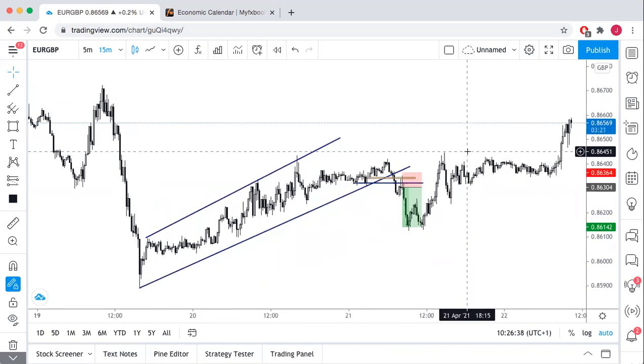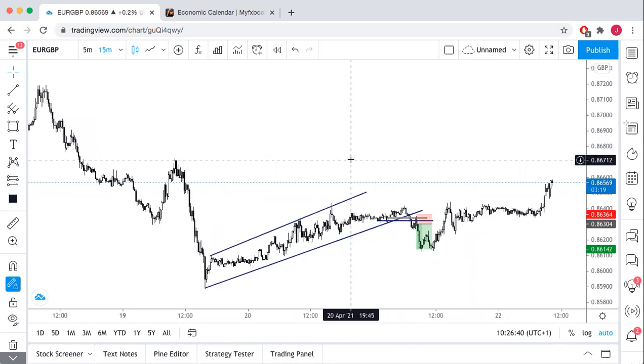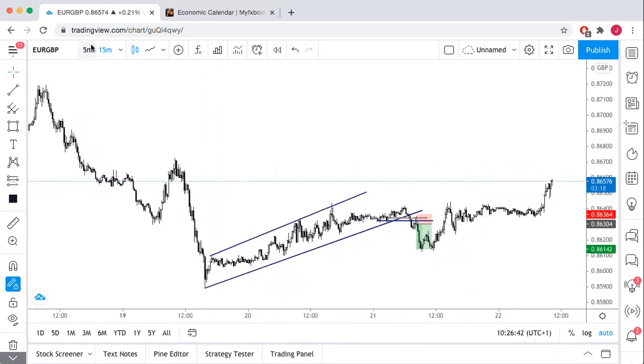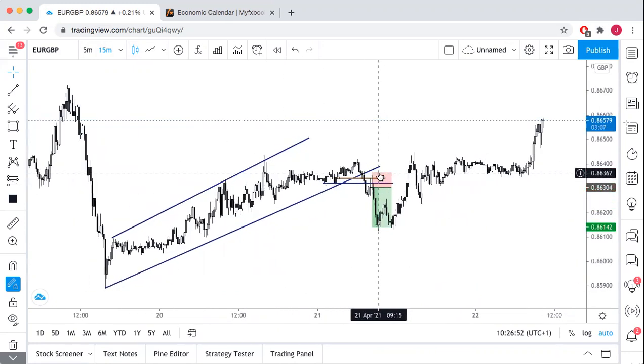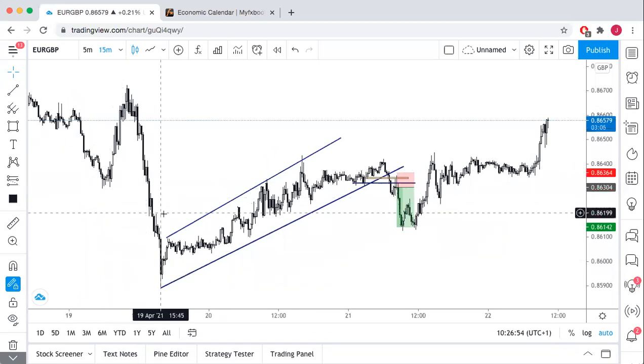So first you'll note on Euro GBP price was in a long downtrend. I am of course using the 5 and 15 minute time frames. I talk about why I do that in a previous video. I also talk about how to trade flags, as you'll see here, in a previous video, so make sure to watch those. But price was in a bearish trend.